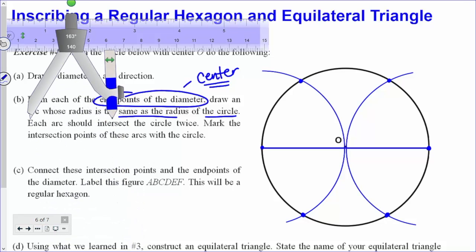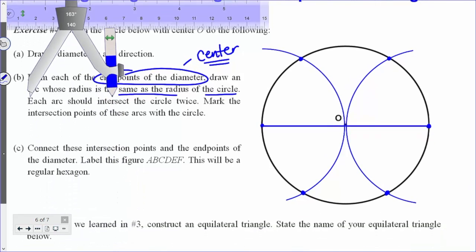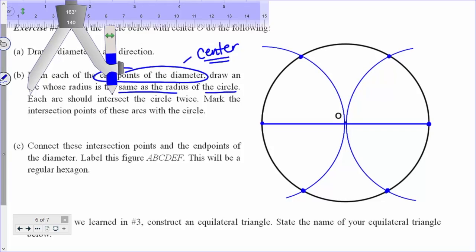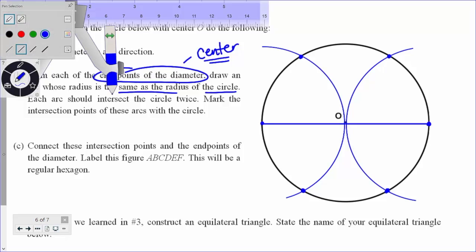Letter C says connect these intersection points and the endpoints of the diameter. Label the figure A, B, C, D, E, F. This will be a regular hexagon. Okay, let's do it. And I think it's going to be easiest for me now. Let's see if I can remember how to do this. Nope, not that. This, nope, this, nope. Okay, give it up. We'll just go with the ruler now.